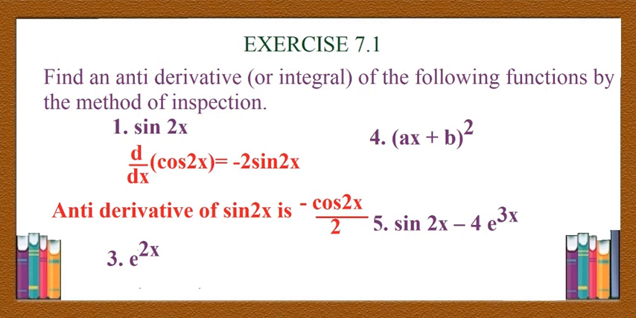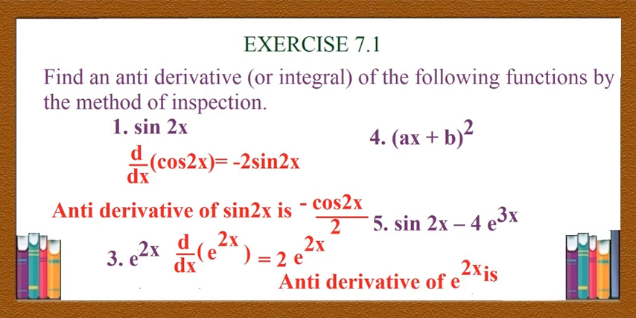And similarly, second question is e to the power 2x. And you know that derivative of e to the power 2x is e to the power 2x into 2 or 2 e to the power 2x. Therefore, if you divide e to the power 2x by 2 and find its derivative, you will get e to the power 2x. Therefore, antiderivative of e to the power 2x is e to the power 2x divided by 2.